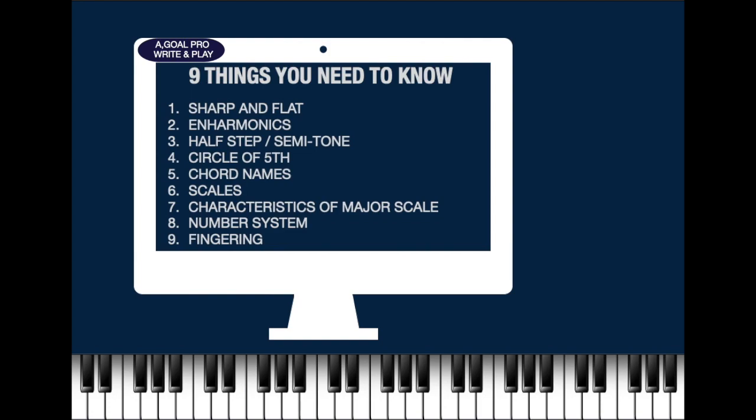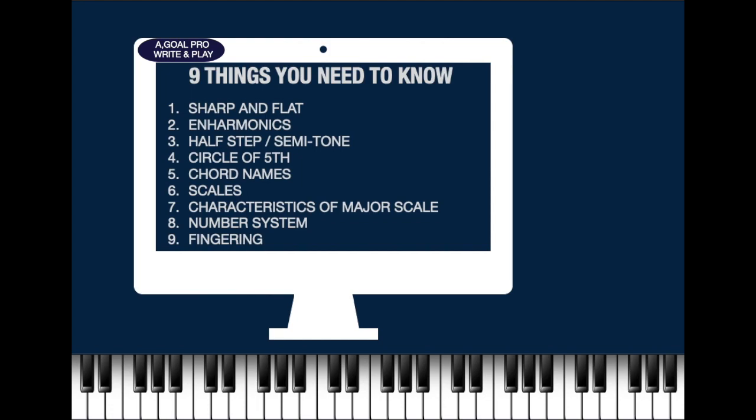Then you have to know the characteristics of the major scale. And you have to know the group they belong to. For example, 1 to 7 in a scale, you have to know, okay, where do they belong? The 1 belongs to the tonic, the 2 belongs to the supertonic. You have to understand all those basic things, okay?